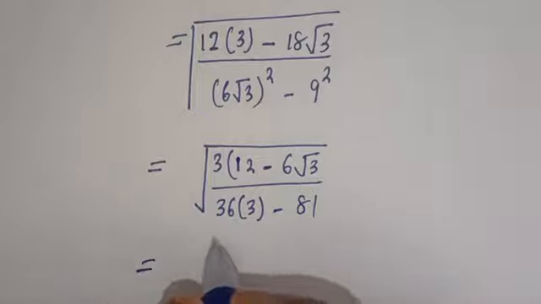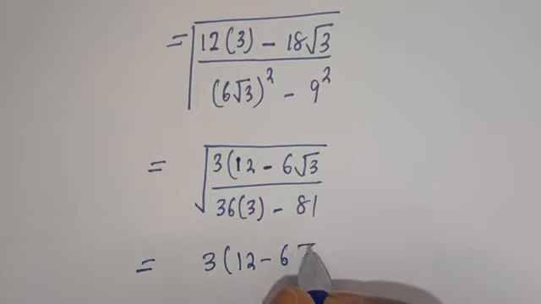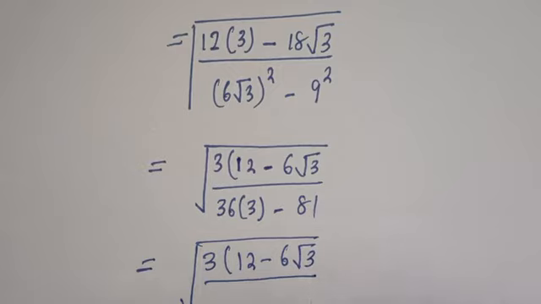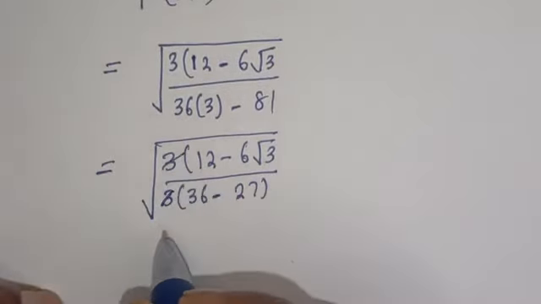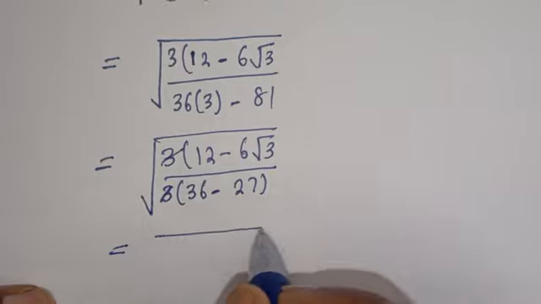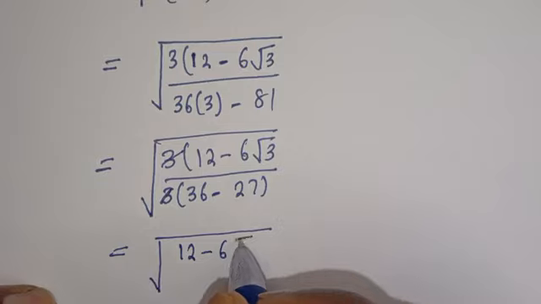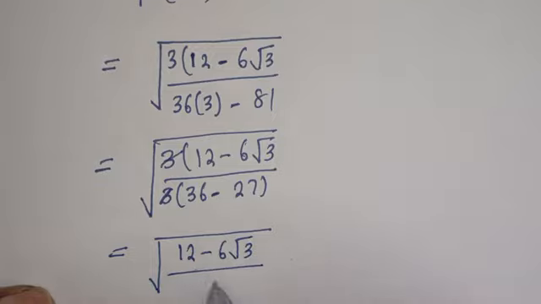Then this is equal to 3 bracket 12 minus 6 root 3, then we have the square root here, divided by, here 3 is common, we have 3 bracket 36 minus 27. This 3 will cancel this 3. This is equal to square root of, the numerator is 12 minus 6 root 3 divided by 36 minus 27, this is 9.